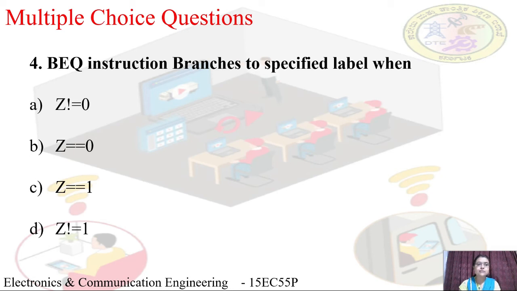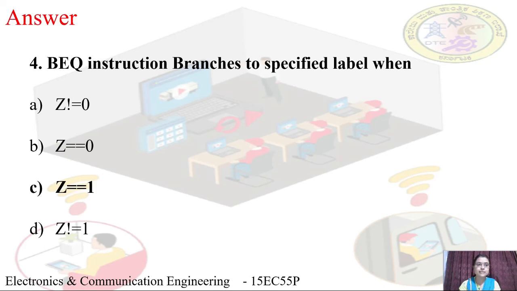Third option is Z is equal to 1. Fourth option is Z is not equal to 1. BEQ is nothing but branch if equal. Branch to a specified label or a specified address when the result is equal to 0. If the result is equal to 0, it means the zero flag is set. That means the zero flag is high. So hence the answer is option C, Z is equal to 1.